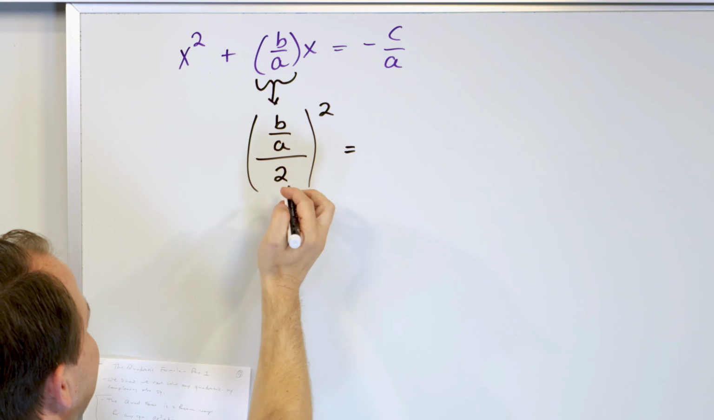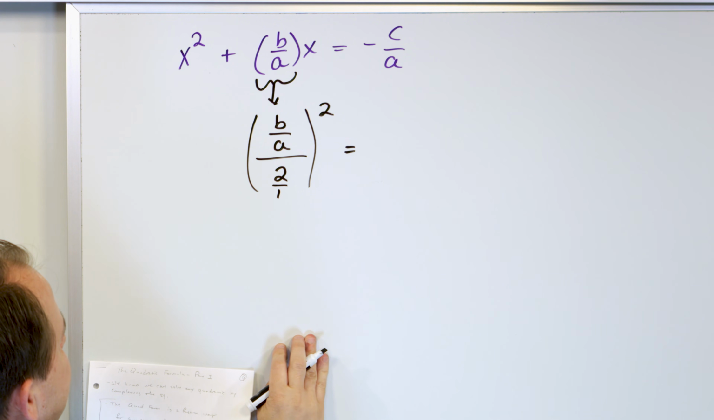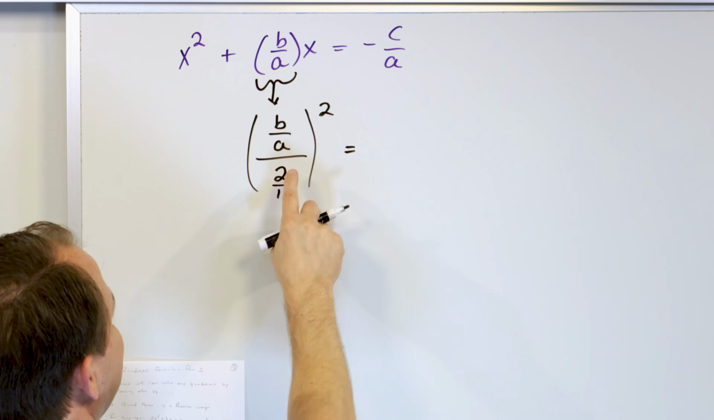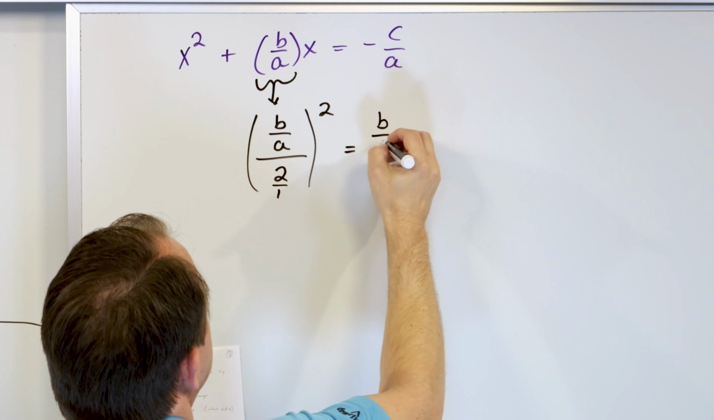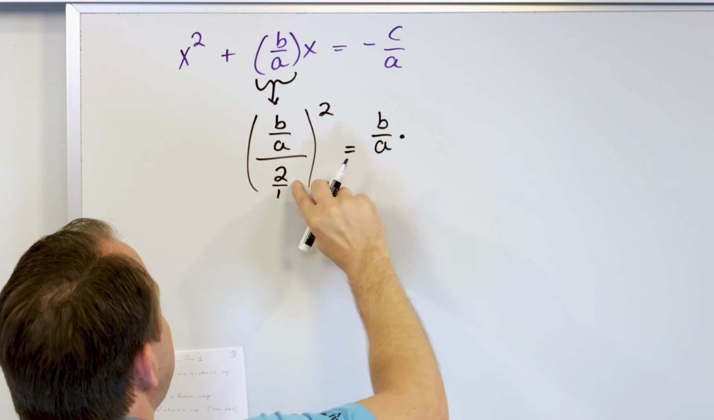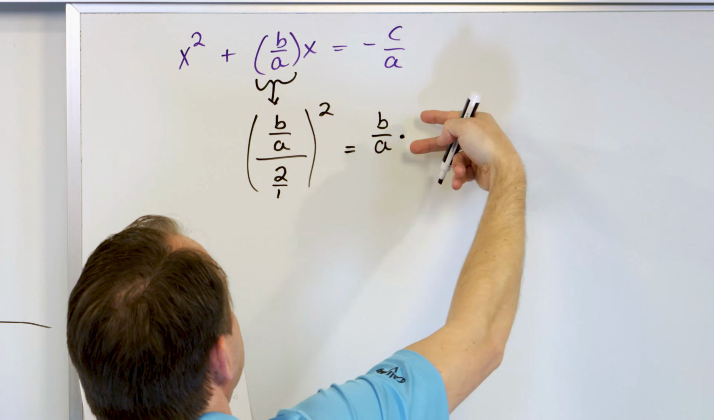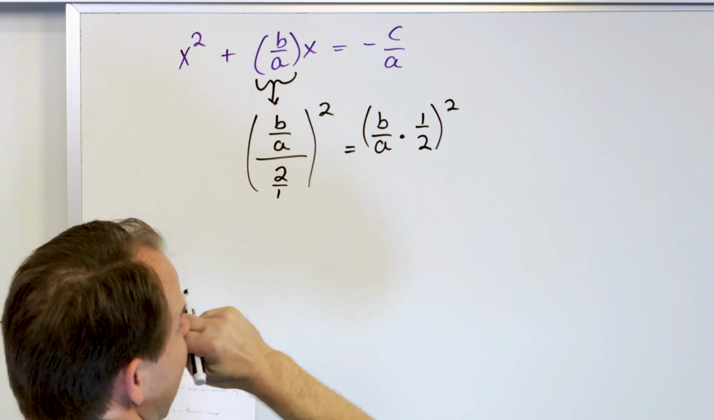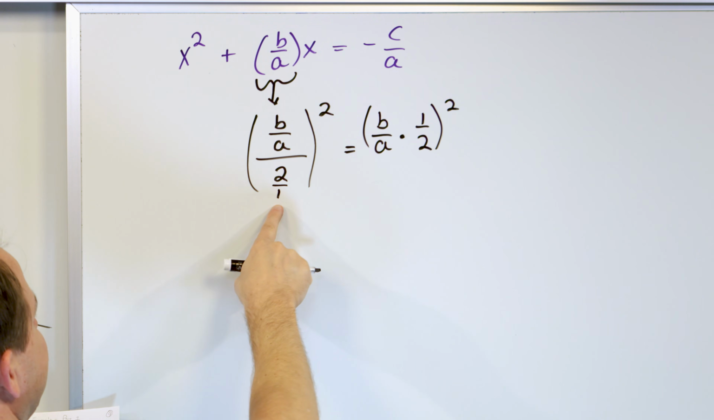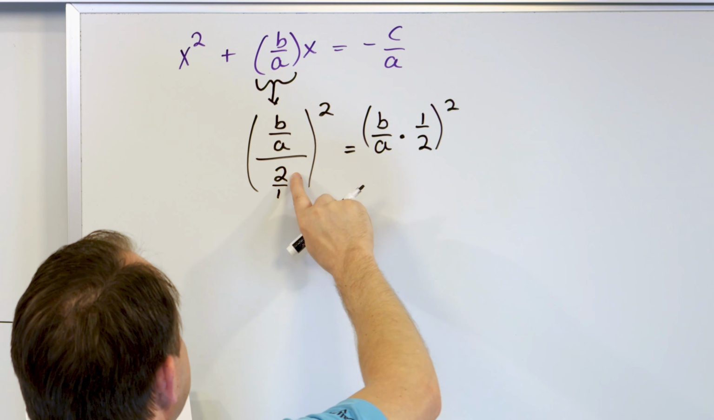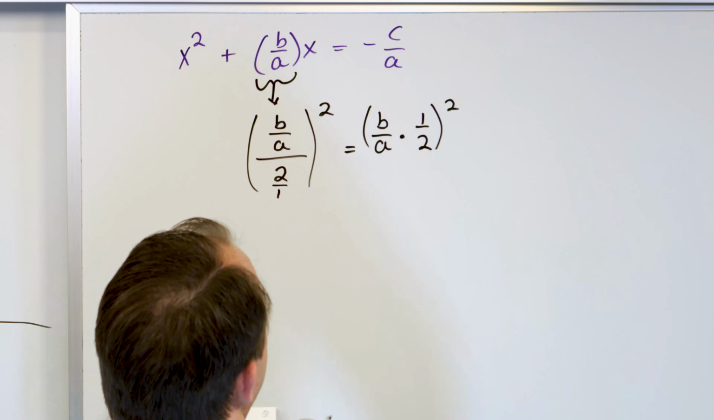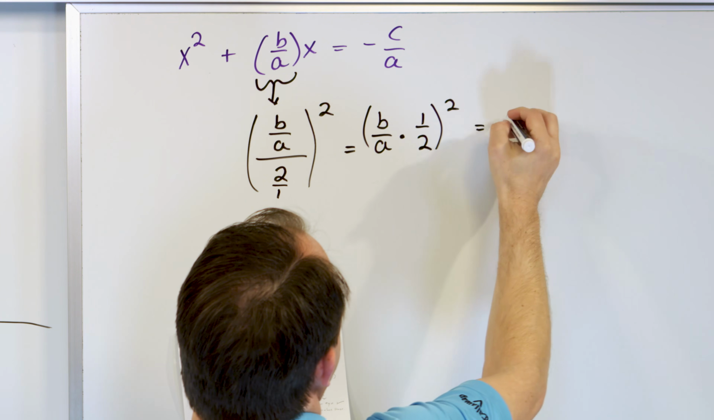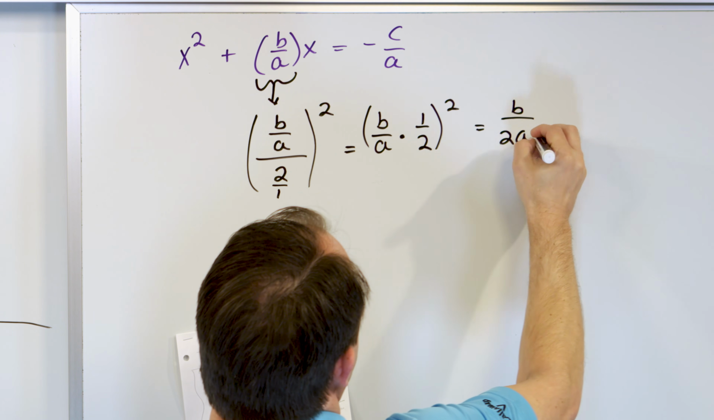So what is this equal to? Well, when I divide by 2, I'm really dividing by 2 over 1, because any number is just itself over 1. So I can change this fraction division into multiplication. And then the 2 over 1, when I flip it over to multiply, becomes 1/2. This whole thing is still squared, right? I have to take 1/2 of this coefficient and then square it. So by dividing it by 2, I flip it over and multiply by 1/2, and now I can see that this is going to be b over 2a.